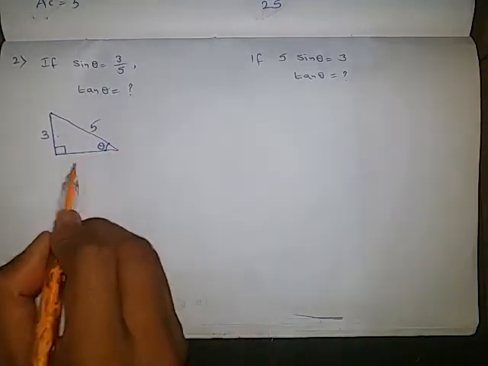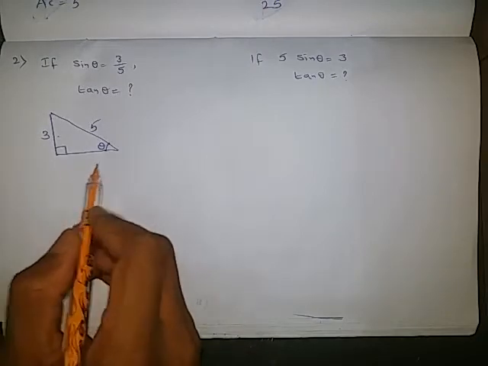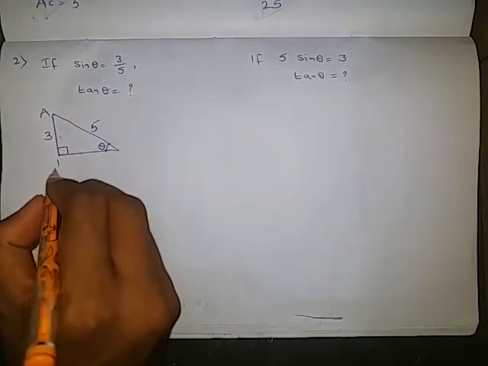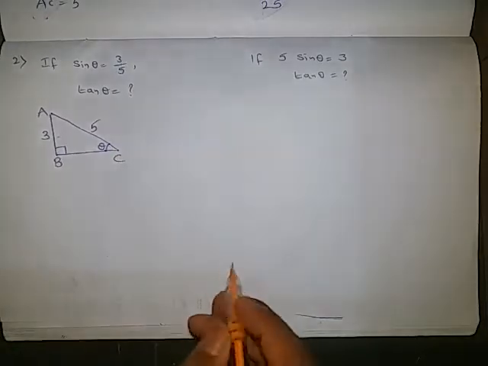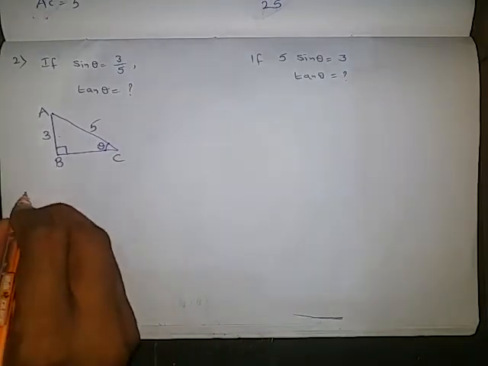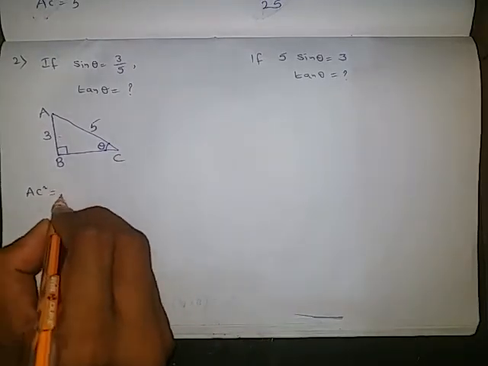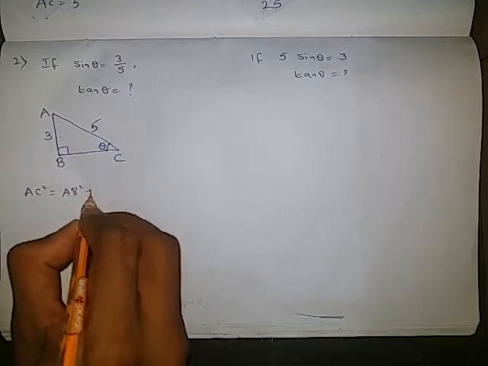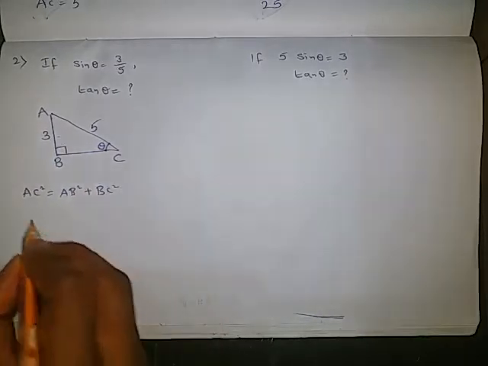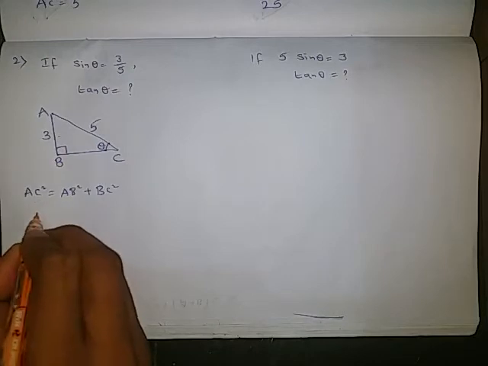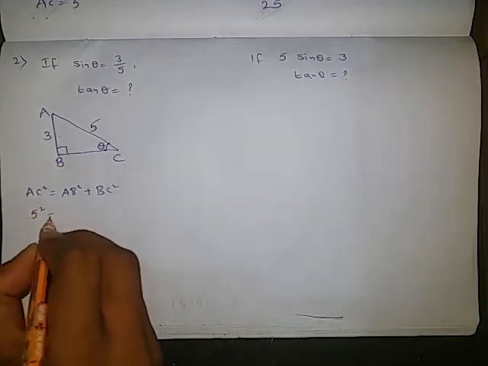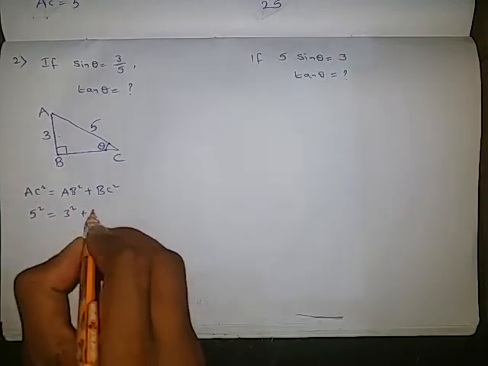So we need to find out this third side. I am writing this triangle as ABC. Now let us apply the Pythagoras theorem for this. AC square is equal to AB square plus BC square. AC is 5, so 5 square is equal to AB square, 3 square, plus BC square.